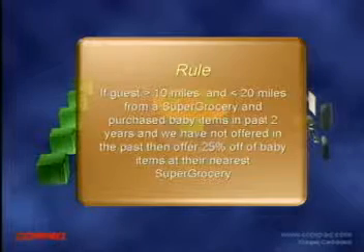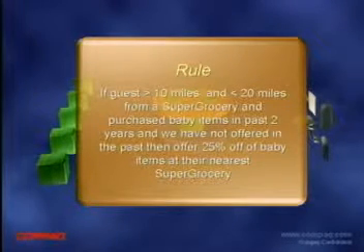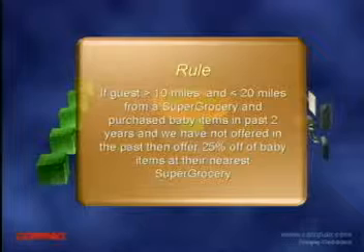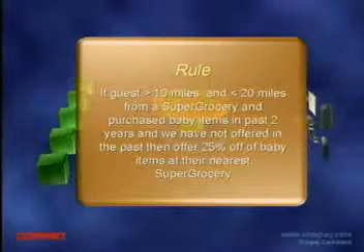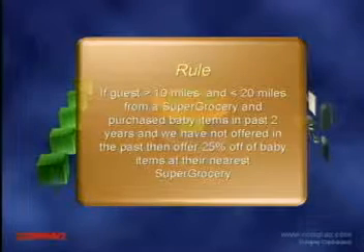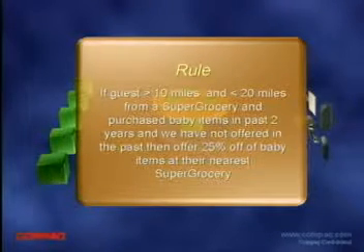Now the other thing that's rather interesting about this event is that we're going to make an offer. And the offer in this case is fairly intelligent. The offer is 25% off of all baby-related items at one of our super grocery stores. Now, to make that offer, let me help you understand the rule that we used. The rule is: if the guest is greater than 10 miles and less than 20 miles from one of our super groceries, they've purchased baby-related items in the last 2 years from one of our stores, and we have not offered them anything like this in the past, then we should offer them 25% off the baby-related items at a super grocery.